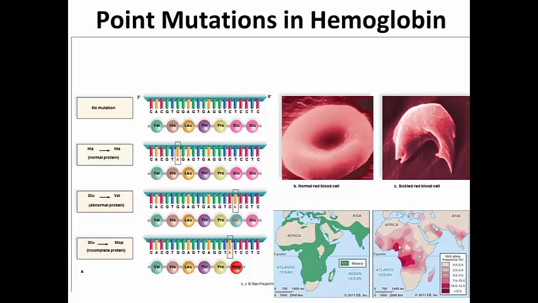Now, the very last thing we're going to talk about in this chapter is the example of sickle cell anemia and a point mutation in hemoglobin. Sickle cell anemia is a disease that occurs very widely in areas of the world where malaria is common. It's caused by a mutation in the gene for hemoglobin, and it is an SNP, a single nucleotide polymorphism.